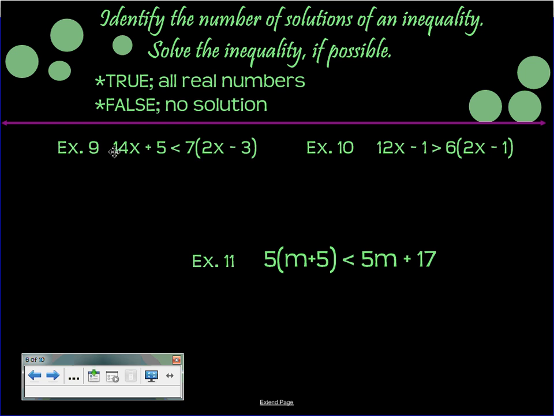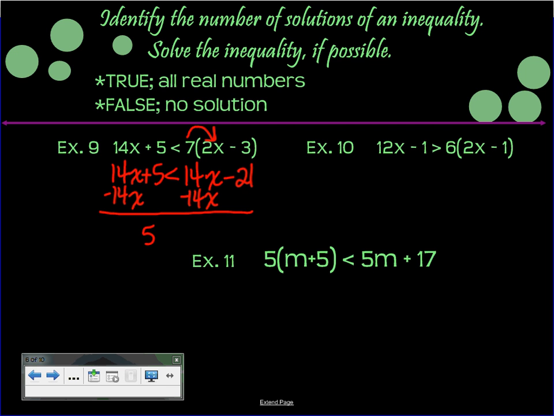I'm actually probably just going to do a few of these. Let's see, 7 times 2x gives me 14x. And then 7 times negative 3 gives me negative 21. Less than symbol here, 14x plus 5. And again, I'm going to subtract 14x. And notice how I'm left with 5 is less than negative 21. Well, do we agree with that? Yes or no? Hopefully you are saying no. 5 is not less than negative 21. So since it's false, we're going to say no solution here. No solution.